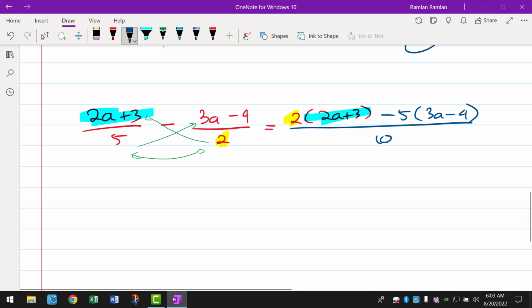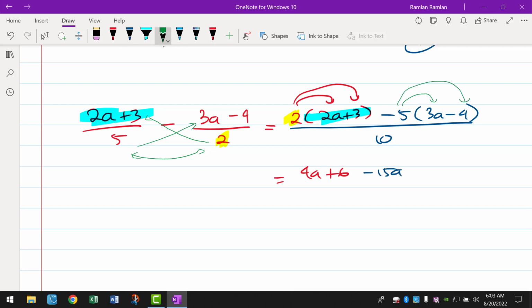Okay, now what we should do first is to expand the bracket here. So 2 times 2a is going to be 4a, and then 2 times 3 is going to be 6. Remember that you need to write down the plus sign here. And then the next one, you need to be very careful because this is minus 5. So you're going to multiply a negative number with the ones inside the bracket. Negative 5 times 3a is negative 15a. And then negative 5 multiplied by negative 4 is going to be plus, so it's going to be added with 20. Okay, be careful with that. And then the last one is going to be 10 on the bottom here.